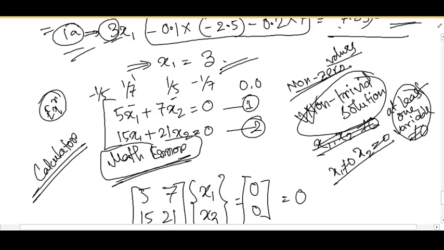So I hope you have understood this thing. A non-trivial solution will be there when, among the values of x1, x2 and x3, all the variables, at least one variable is non-zero, then we'll call this a non-trivial solution. And in the cases where x1, x2 or all the variables must be 0 to satisfy the equations' conditions, then we'll say that is a trivial solution. So what is the purpose of this trivial solution or non-trivial solution?